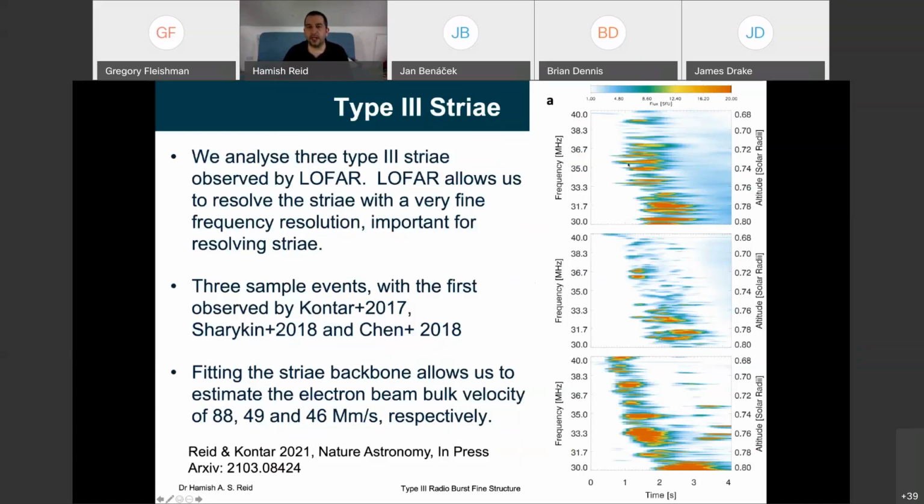And so doing the standard type 3 diagnostics, what we can do is we can fit a straight line, well, we change frequency into distance via the density model again, you can see the density model here, and then you fit a straight line through the backbone, and you can estimate the electron beam bulk velocity. And we did this for these 3 bursts, finding bulk velocities of around about 90 to 50 megahertz, respectively.